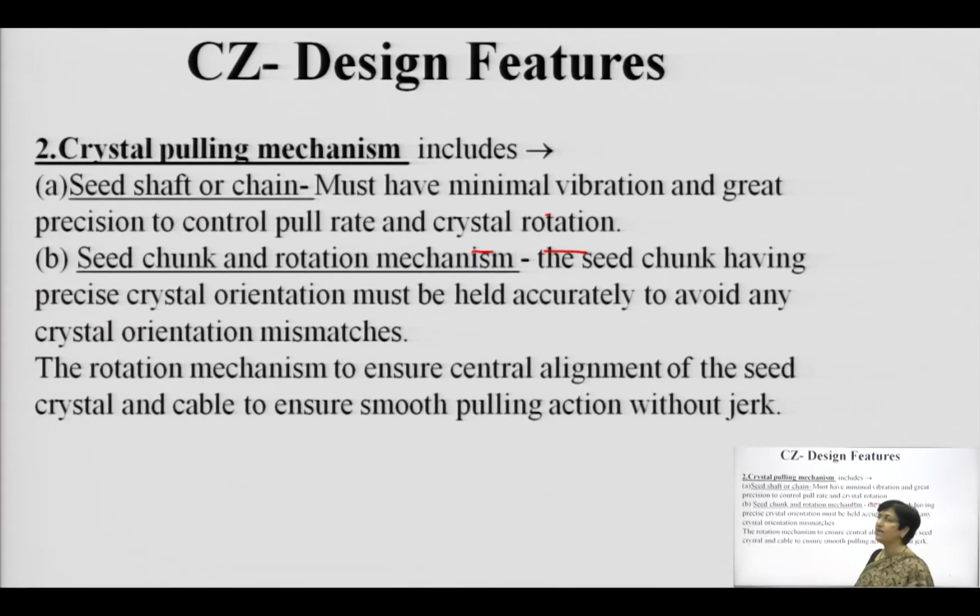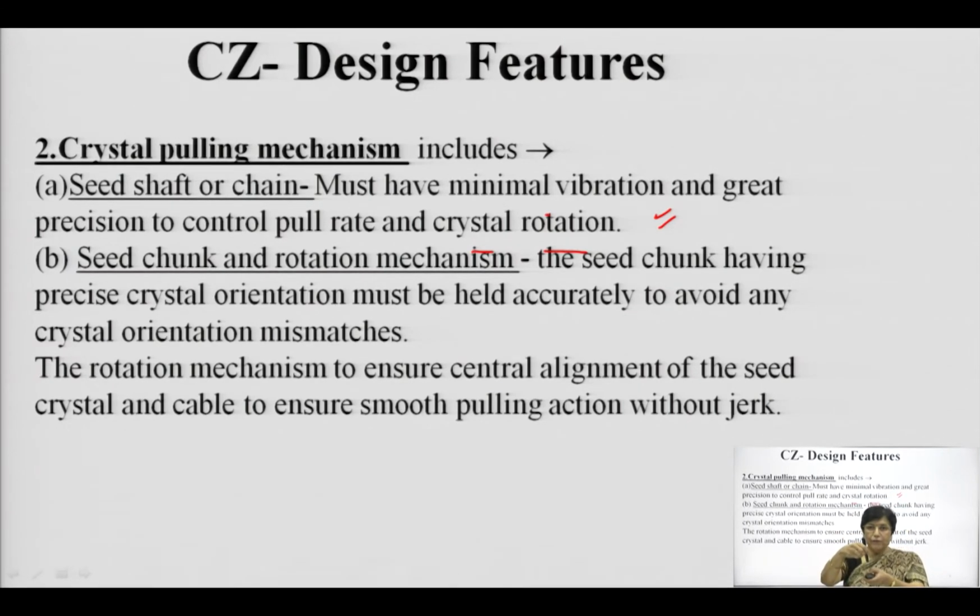The second aspect of design considers the crystal pulling mechanism of this particular CZ process. In this CZ process, the seed crystal which you are going to immerse into the molten silicon has to be held by a very stable system, with the chuck and pulley mechanism lifting the seed crystal at a defined, precise rate. Any jerk can damage the orientation of the crystal. So, this particular feature is very important. The system should be very stable. The chuck and the rotation.